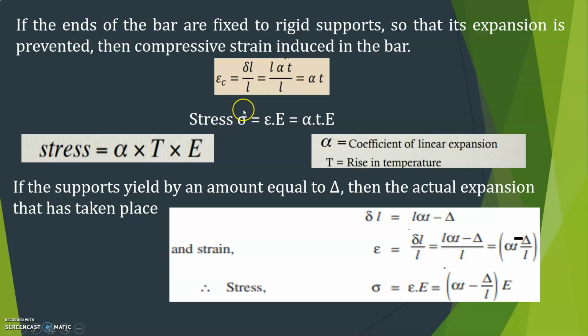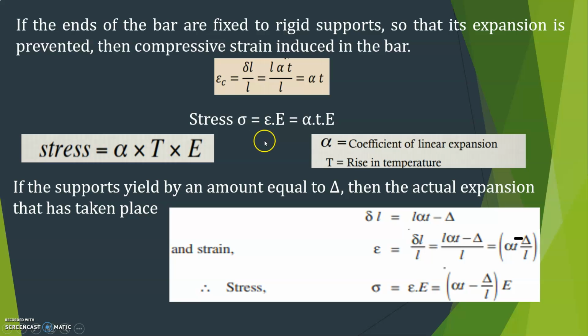So stress, we know what stress is. Stress is equal to strain into Young's modulus, because Young's modulus is equal to stress divided by strain. So stress is equal to strain into Young's modulus. What is strain? Strain is what we derived, alpha into T. Substitute alpha into T into E. So stress is given by this formula, alpha into T into E, where alpha is the coefficient of linear expansion and T is the rise in temperature.